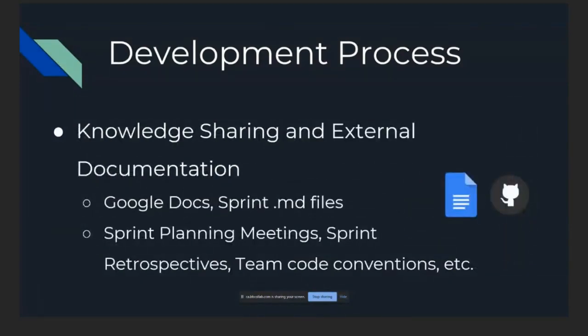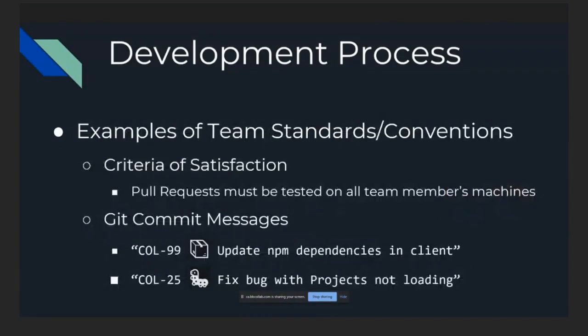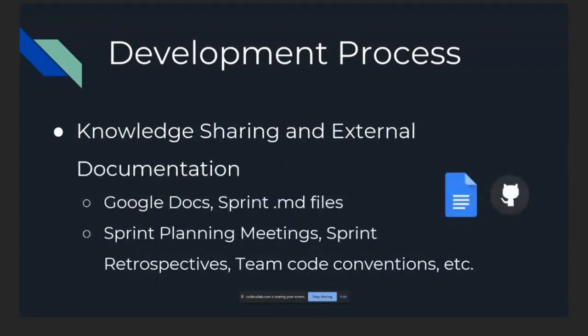Some of the techniques that we found helped improve our process include knowledge sharing in Google Docs and sprint.md files. We record any meetings we have and any stand-ups, and we write them down here. We also write down architecture and how things work, and this helps because if anyone is stuck, they can always refer back to the documentation to see how everything works. Another technique that we found was helpful was creating some team standardized conventions.